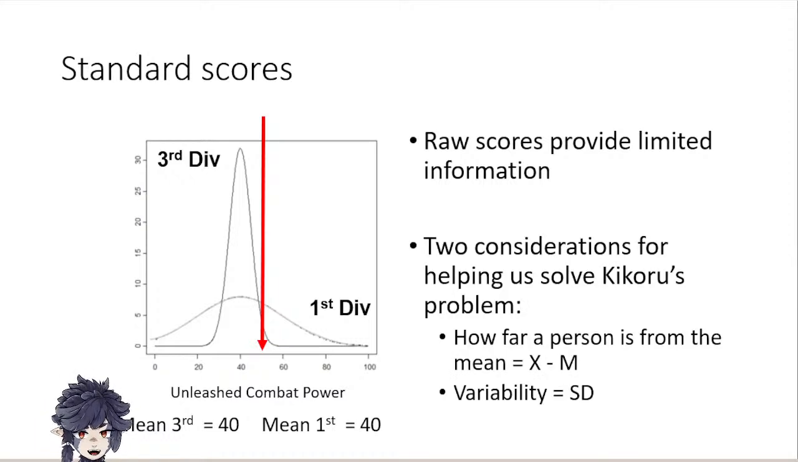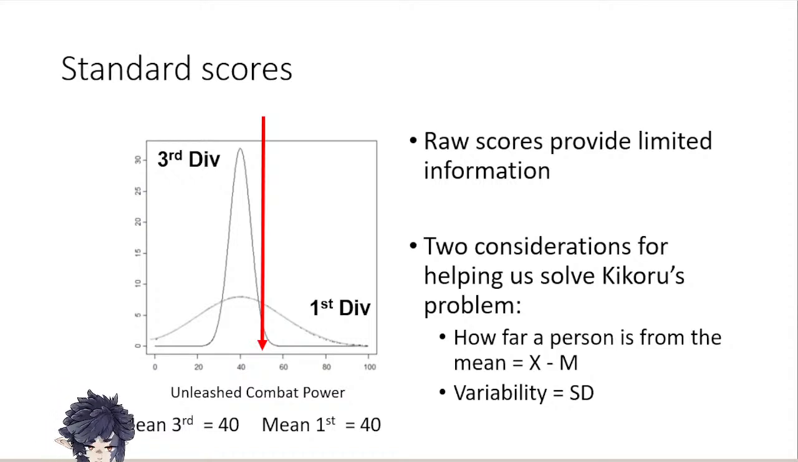The thing that we're going to do here, and the thing that Z-scores are going to do, is they're saying, okay, we're not just going to tell you her combat potential is 50%. We're going to tell you if that's impressive. We're going to tell you if she's above or below average combat power, and how far above or below average she is. We do this by taking into account her distance from the mean, so her distance from average combat power, say 10 points above or 10 points below, and the variability of the distribution.